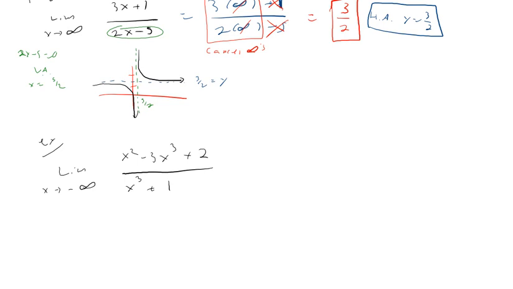Here's our function, x squared minus 3x cubed plus 2 over x cubed plus 1. What is the horizontal asymptote of this equation? What do we care about? Immediately, the first thing you should do, cancel everything except the biggest exponent. I don't care about squared, I don't care about 2, I don't care about 1. The cubes are the only ones that matter. That's our biggest one in this situation.